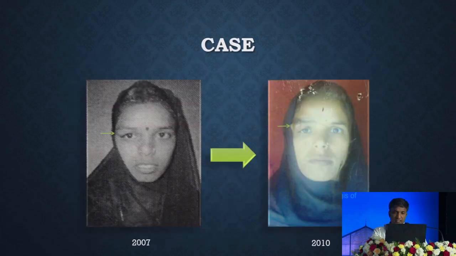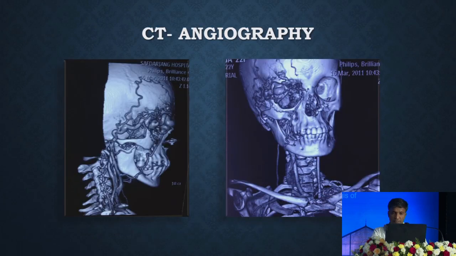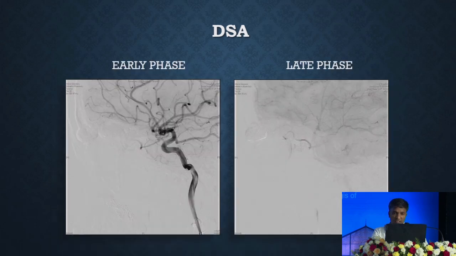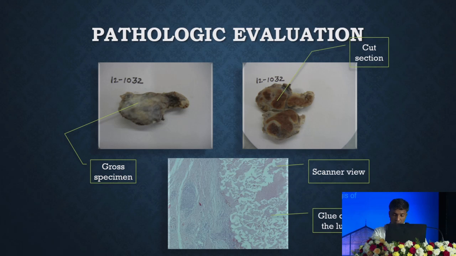This is one of the examples. This patient had a vascular lesion, which in the beginning was very small. Day by day, it kept increasing. CT angiography was done. It showed abnormal vessel communication between the superficial temporal artery and the internal carotid artery. Digital subtraction angiography showed there is a lesion. Then it was embolized.